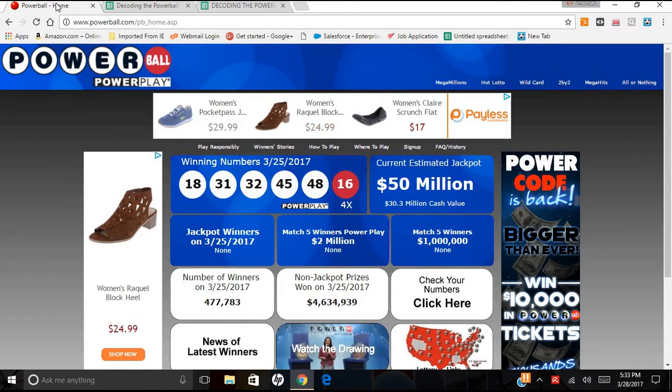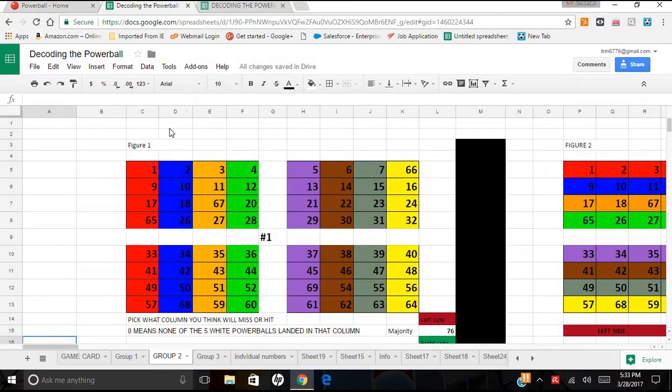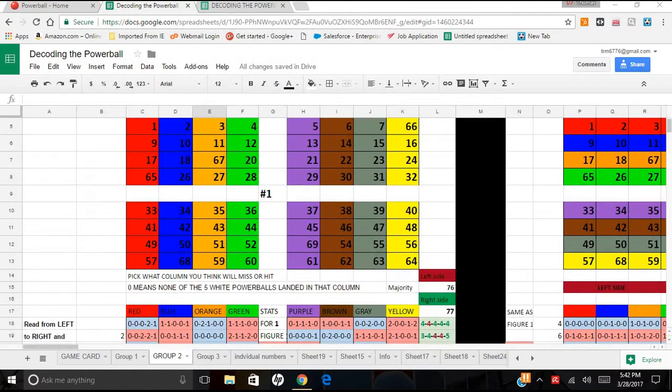And you can see that the winning numbers were 18, 31, 32, 45, and 48. So as I go back to group 2, you can see that the 18 is in this blue area, the 31 is in this gray area, the 32 is in the yellow area, the 45 is in this purple area, and the 48 is in the yellow area as well. Okay, so again, that 18 landed in that blue area, and that was the only one out of the 5 winning Powerballs.